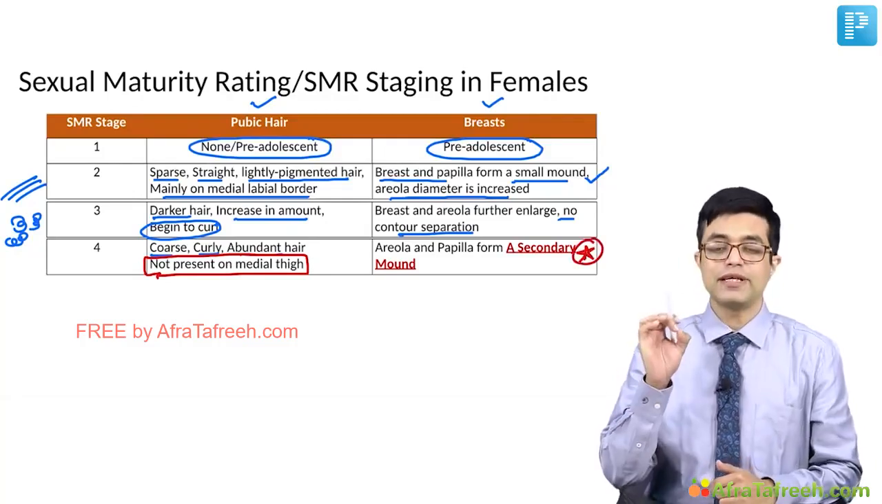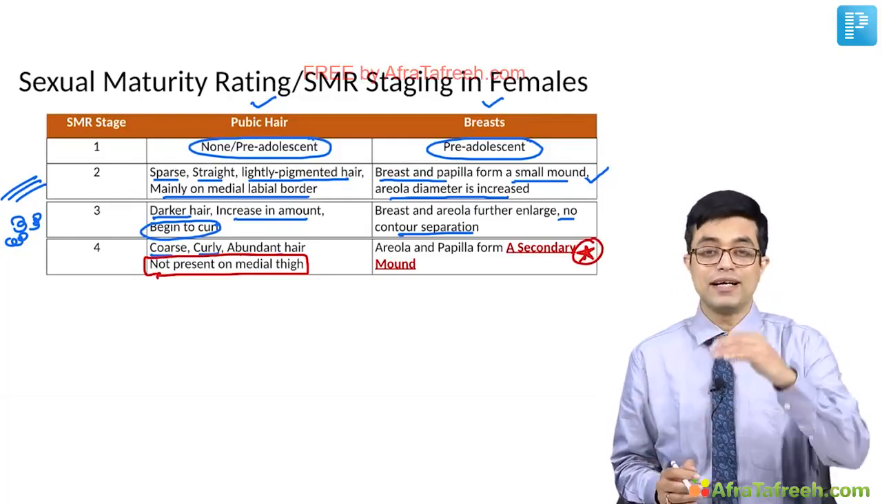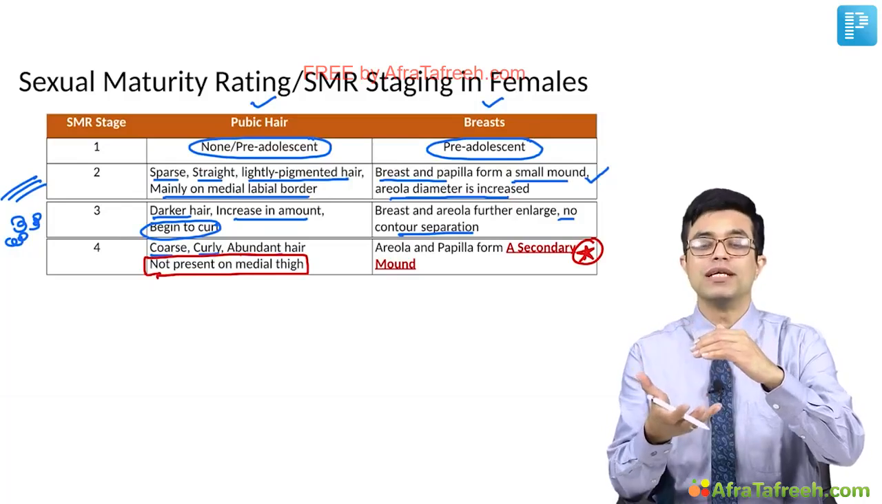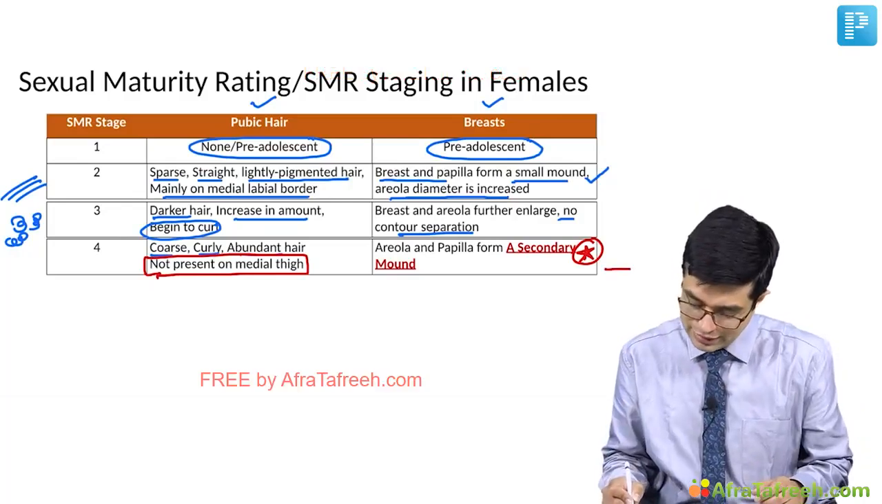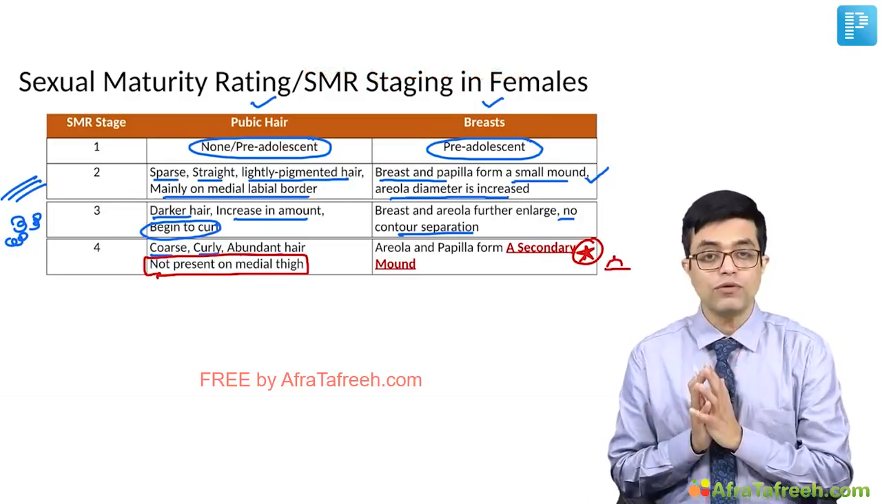And then stage 4, the key word, potential MCQ. What is the stage during which secondary mound forms? Here, areola and papilla tend to form a secondary mound over the remaining part of the breast. So if the remaining part of the breast is like this, they will form a secondary mound like this. So this is secondary mound formation.